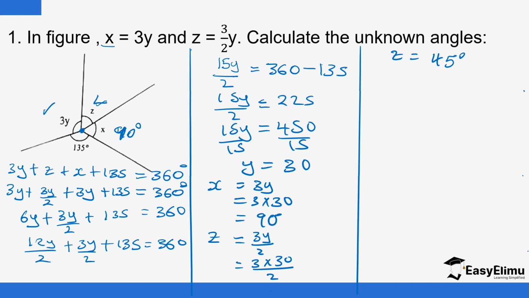So this is 45. Then finally we have 3y. So 3y is 3 times 30, which is also 90 degrees. So this is also 90. So we have all the unknown angles: x, z, and 3y. That is what they are.